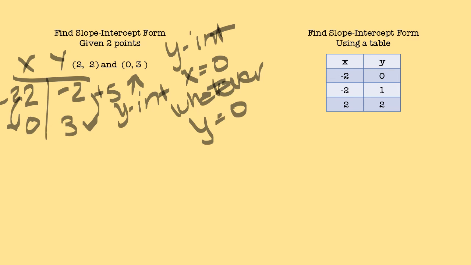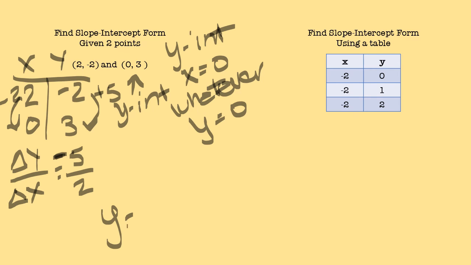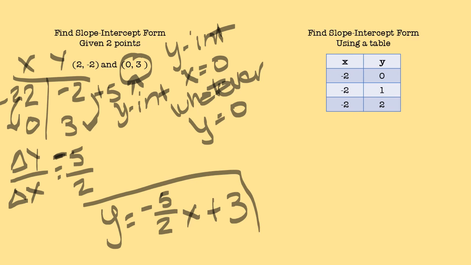So the change in y over the change in x is equal to 5 over negative 2, which is just going to make this all negative, right? So our equation is y is equal to negative 5 over 2x, and we know that our y-intercept is 3, so plus 3. Oh, that makes life so much easier.